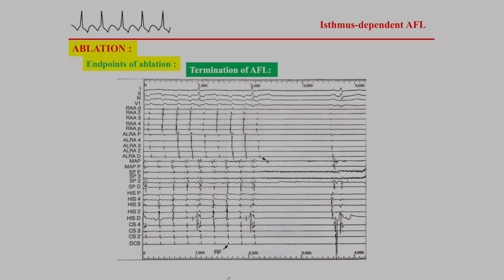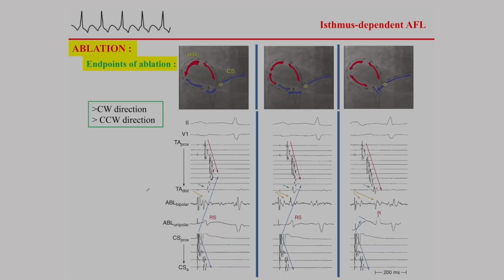The first endpoint of the ablation is the termination of atrial flutter. As you see here, during ablation, we have termination of the atrial flutter, but it doesn't necessarily mean that the line of block is complete. So once flutter is terminated, pacing maneuvers should be performed. So here we start pacing from the proximal CS with a slow rate.